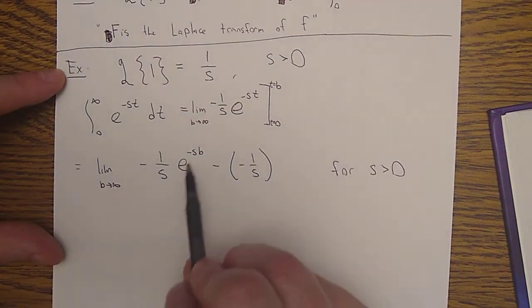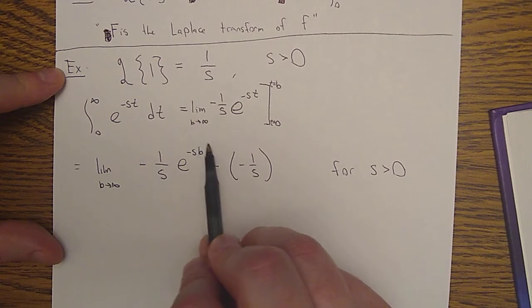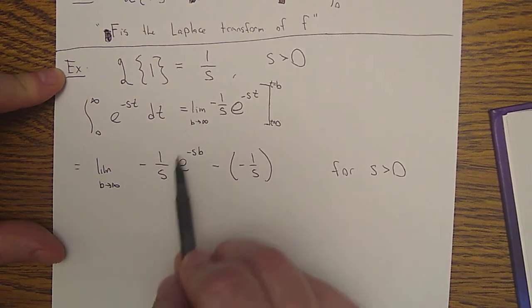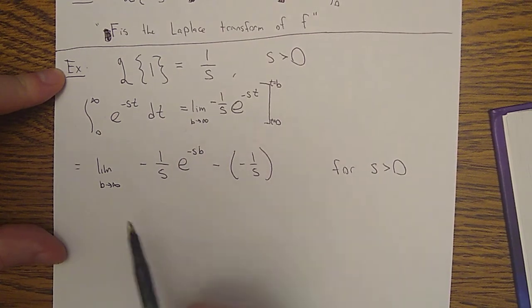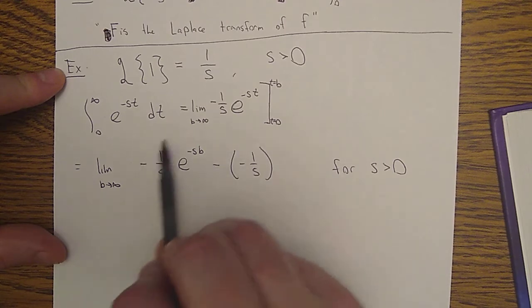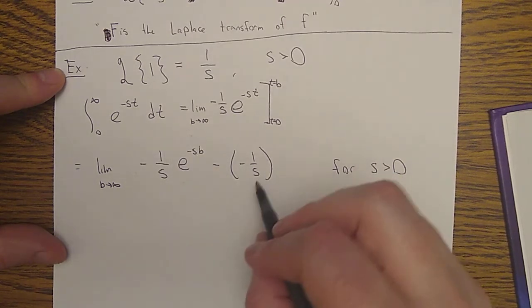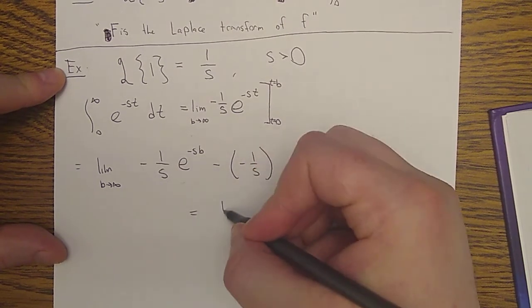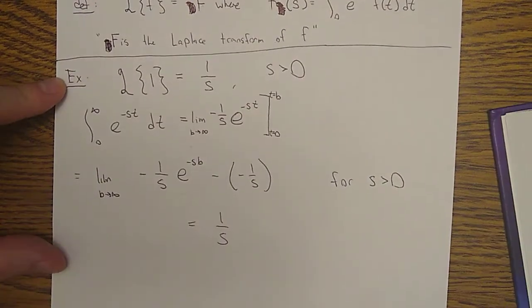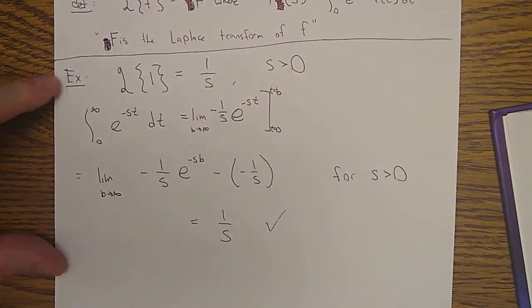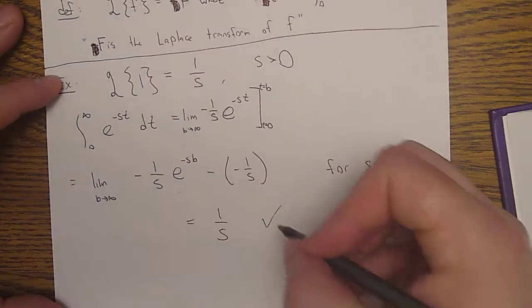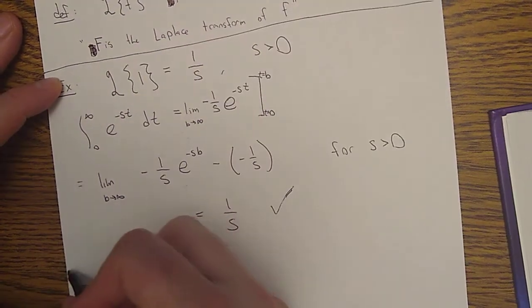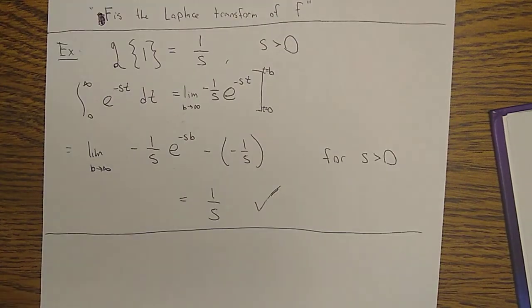But as long as s is positive, this is like e to the negative infinity, which is like 0. So as b goes to infinity, this part goes to 0, and I'm just left with this part, which is 1 over s, and that's what we're supposed to get. Yeah, so we're happy.